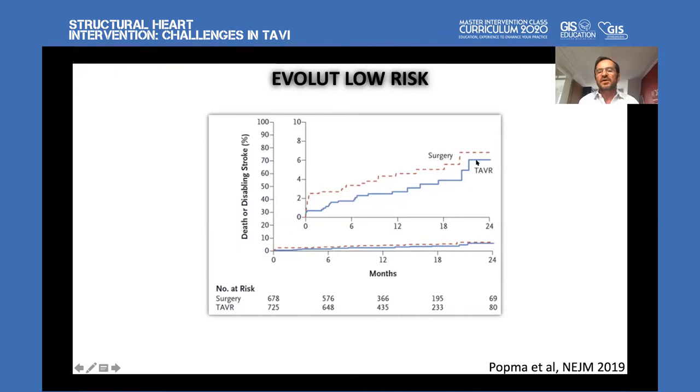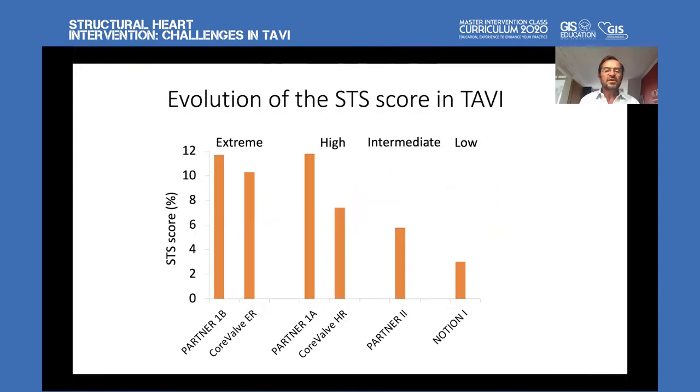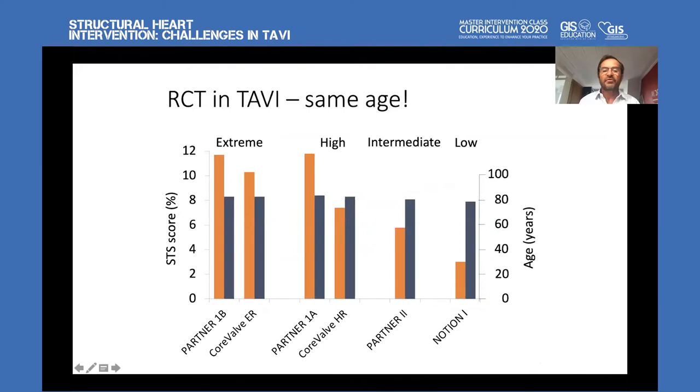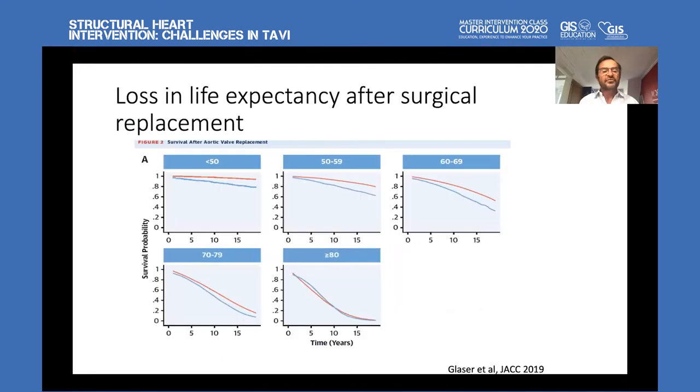TAVR is equivalent to surgery. Interestingly, we can see that since the STS score is decreasing, in fact, the age of our patients is not decreasing. So be very careful with this old population. Very important for us, improving our mood. In fact, life expectancy after surgical replacement after 60 years is not good. So there is a place for TAVI.